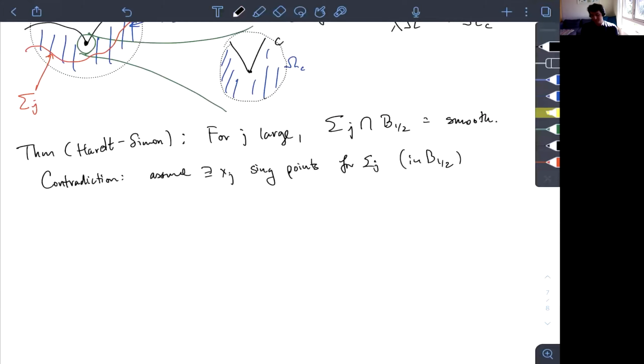Okay, so by contradiction, let's assume that there exist singular points x_j for sigma j in the ball of radius a half. And then, so Allard, you remember, singular has to converge to singular. Okay, because Allard tells us that if you converge to smooth, then you are smooth. So turning that around, singular converges to singular. So it tells us that x_j must be converging to the origin.